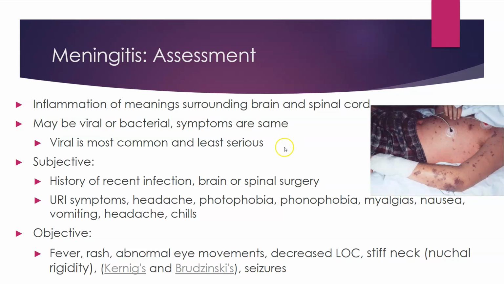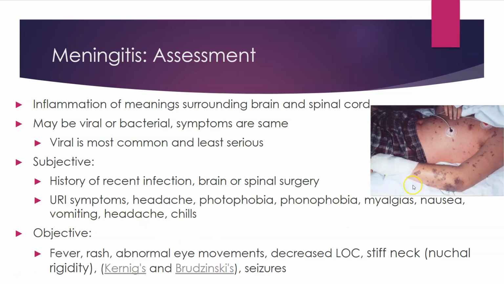So some of the subjective history: recent infections, brain or spinal surgery, any upper respiratory infections, headaches, photophobia, phonophobia, so lights, noises, myalgia, nausea, vomiting, headaches, or chills.